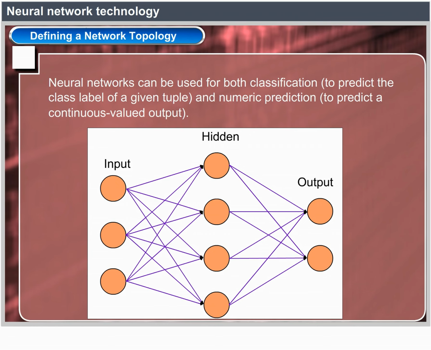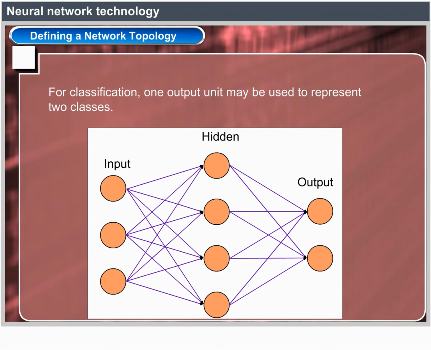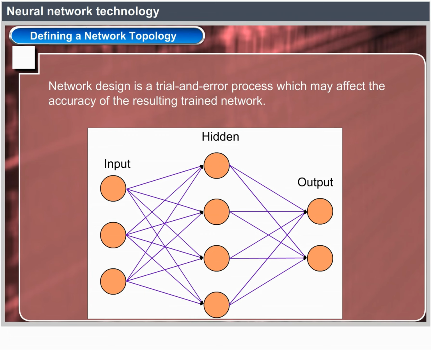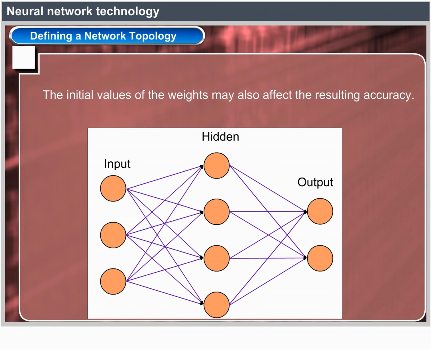For classification, one output unit may be used to represent two classes. If there are more than two classes, then one output unit per class is used. Network design is a trial and error process and may affect the accuracy of the resulting trained network. The initial values of the weights may also affect the resulting accuracy.